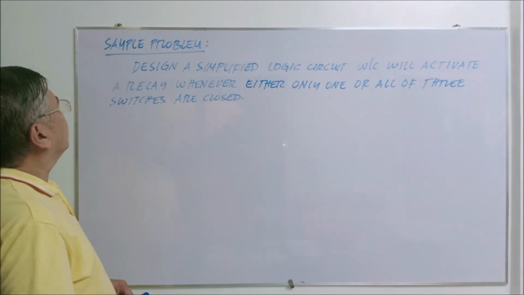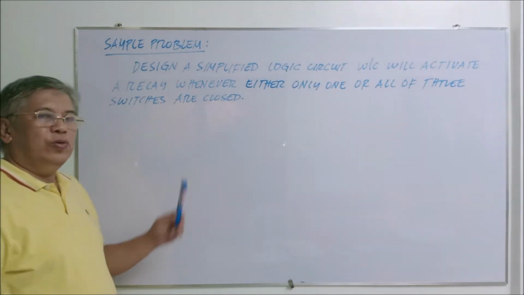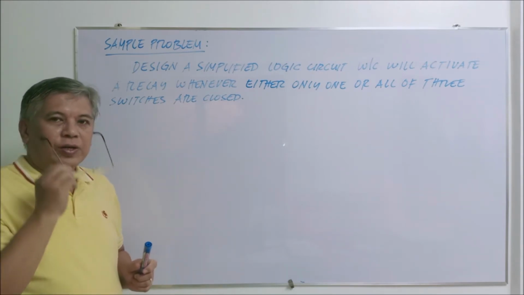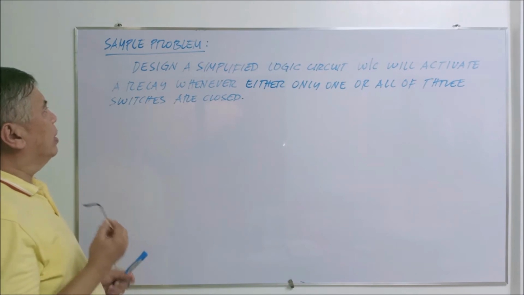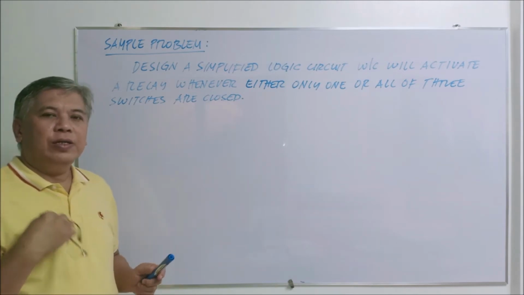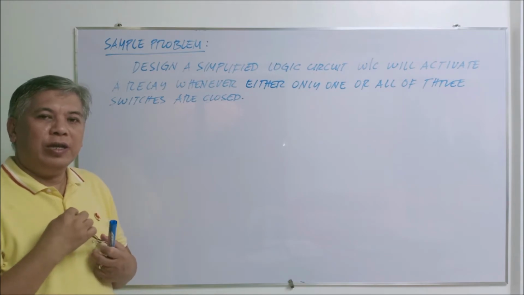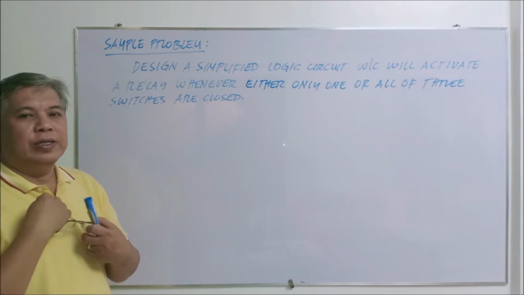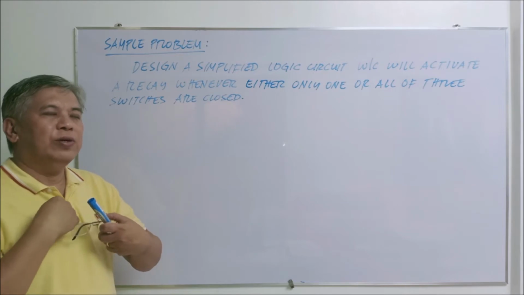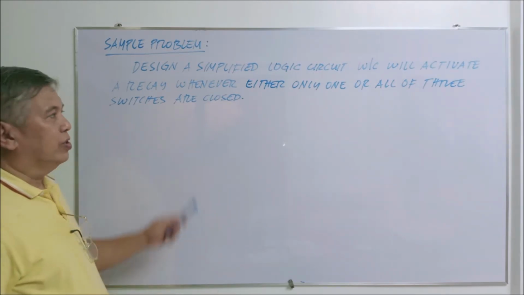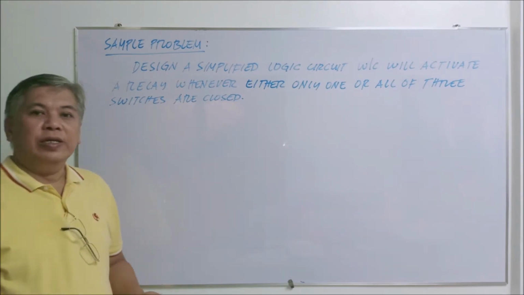Okay, so we go now to a sample problem applying our K-map. What we have here is the same as the sample problem that we had in deriving the Boolean algebra equation. This is just the same example.